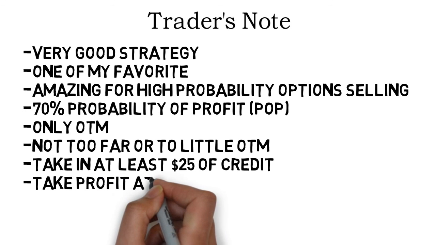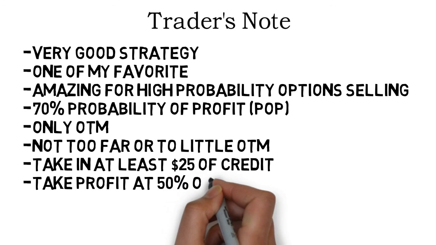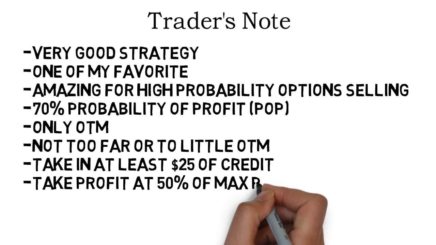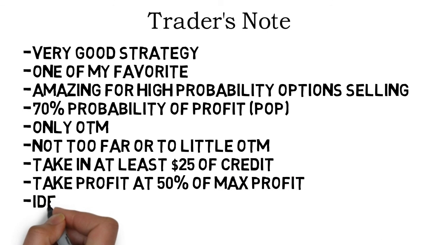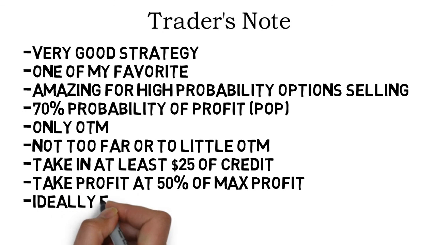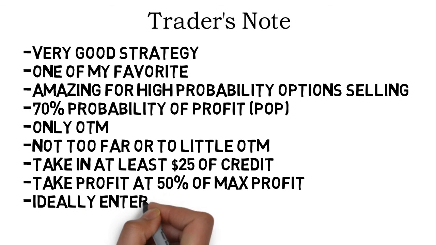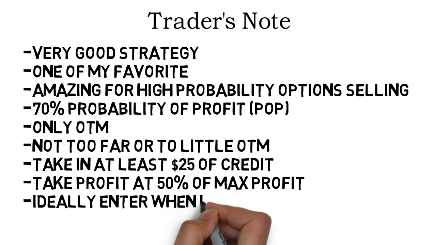For bigger spreads with more credit taken in, I recommend closing the position at 50% of max profit. If 50% of max profit gets reached within a very short time, it is often not worth the wait for the remaining profit.